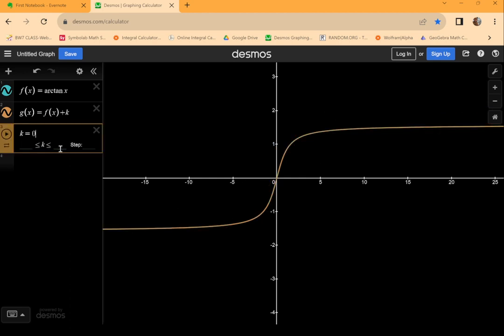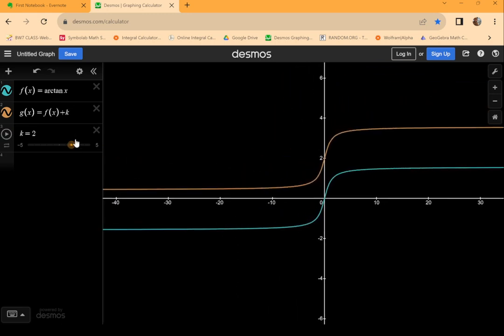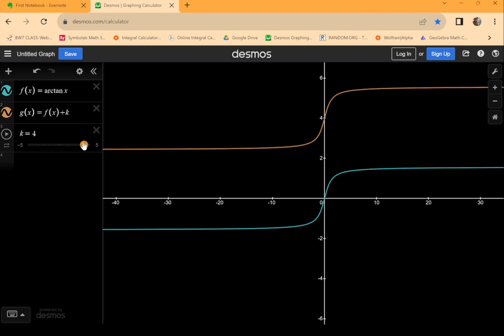Here, k goes from -5, let's say, to 5, with step 1. Right now k is set at 0, so g of x is essentially equal to f of x. Now let's take a look at what happens as I vary my k on the positive side. So now k is 1. Now k is 2. Let me zoom out a little here. k is 3, 4, 5.